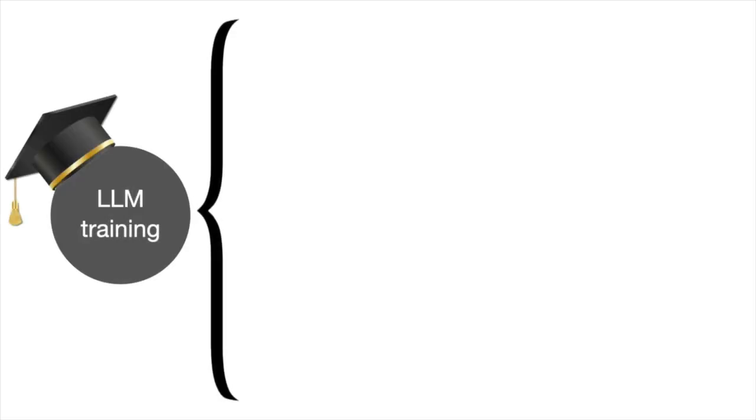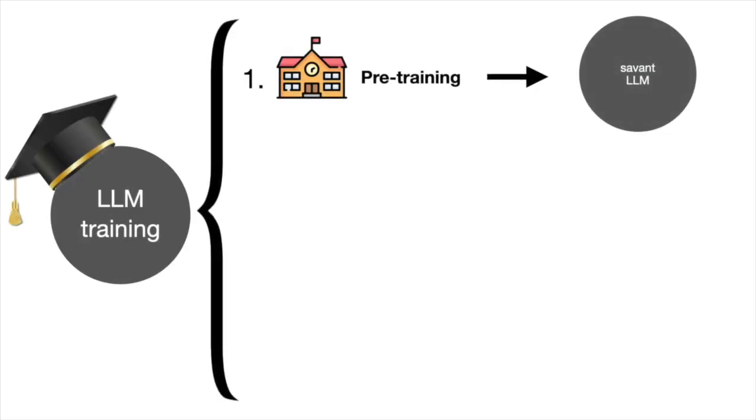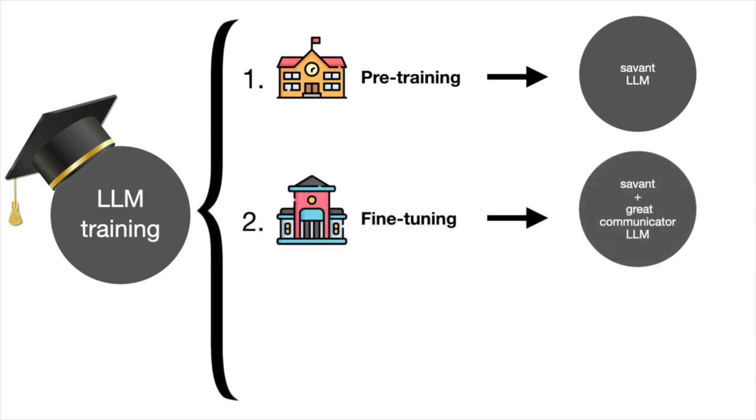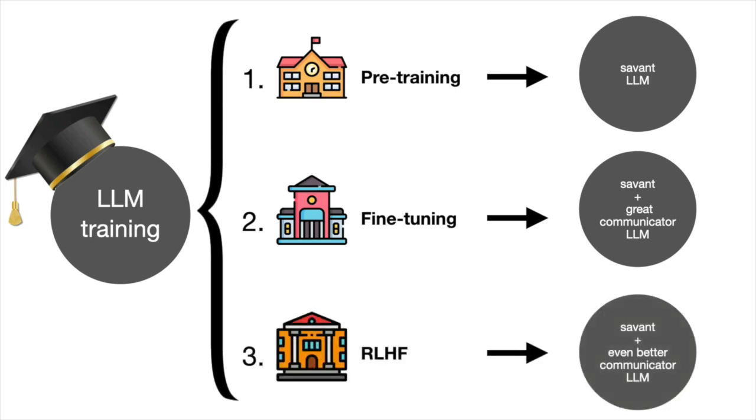So to recap, pre-training is the phase that creates the brute force intelligence. Fine-tuning puts all this knowledge and cognitive skills of the savant to the service of being a great communicator. And finally, RLHF extends the fine-tuning process even further, taking the LLM the extra mile to make it even a better communicator that is even more aligned with what humans consider helpful, truthful, and ethical answers.